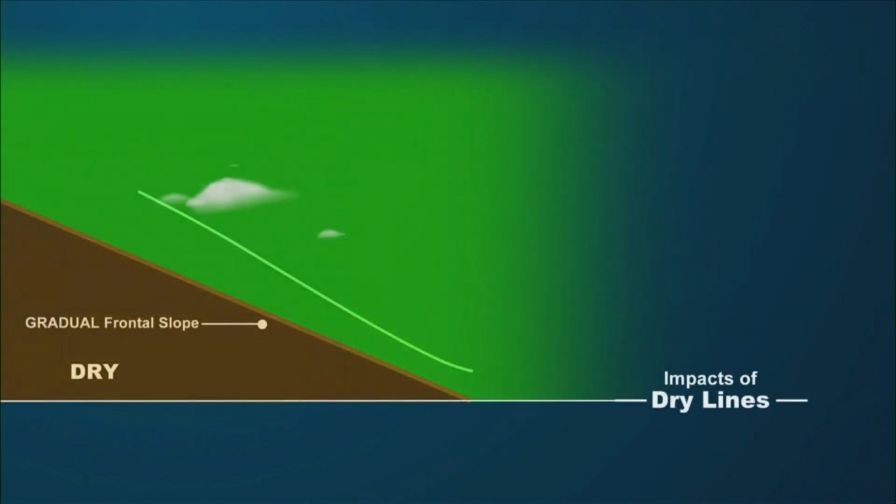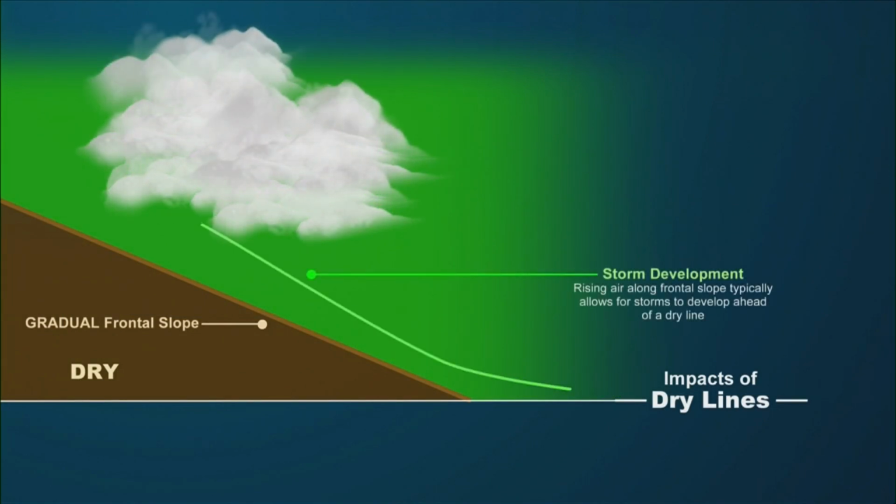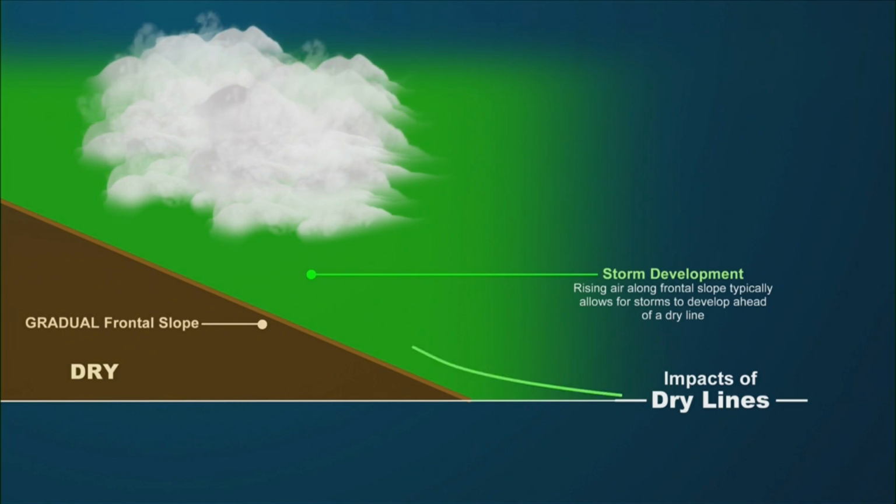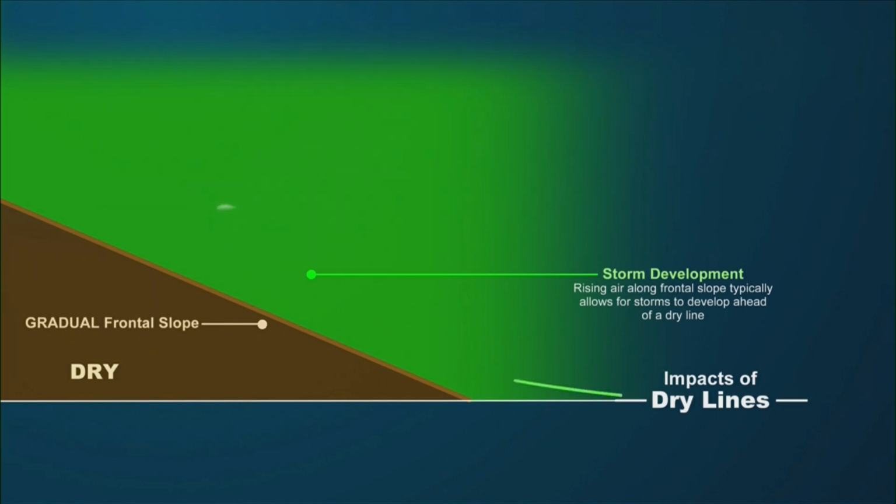The winds being pushed up by the slope of the dry line cause the air to start to rise. When this happens, the lift given starts to create the storms, something we could see this coming weekend.